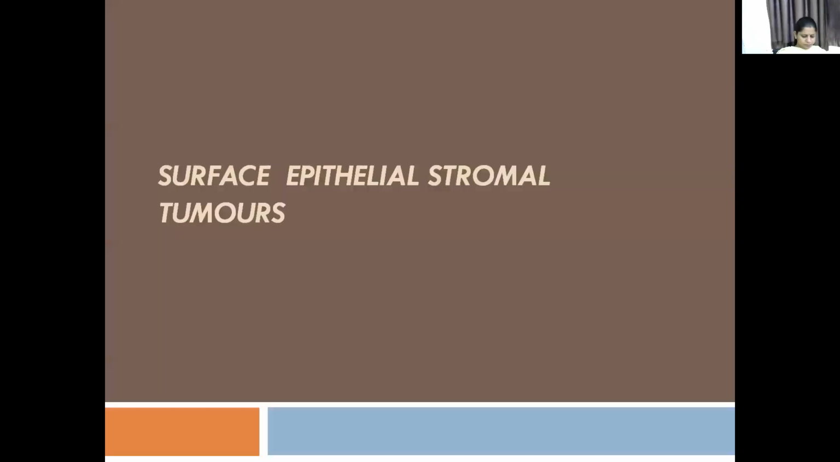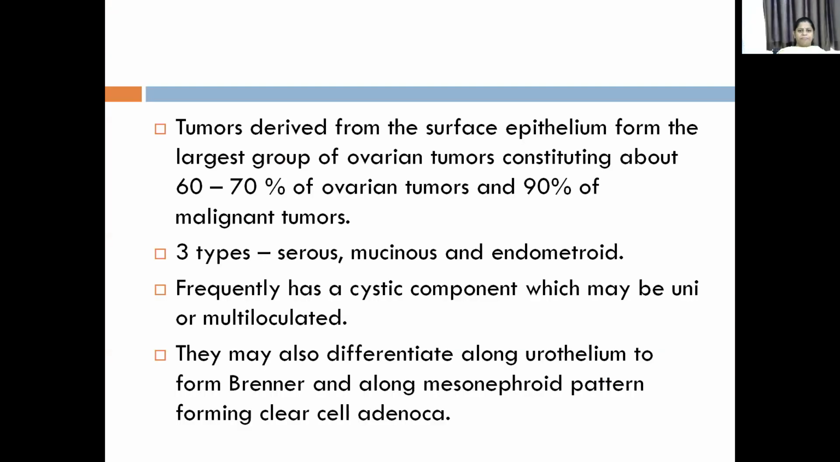Now coming to the surface epithelial stromal tumors. Tumors that are derived from the surface epithelium form the largest group of ovarian tumors, constituting about 60 to 70% of the ovarian tumors and 90% of malignant tumors. Okay. Mainly three types are present. These are the serous, the mucinous, and the endometrioid type. Frequently, they have a cystic component. This cystic component may further be uniloculated or multiloculated.